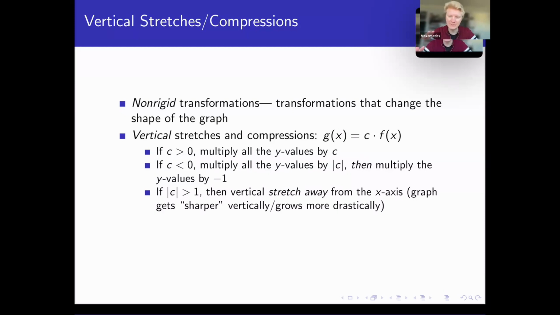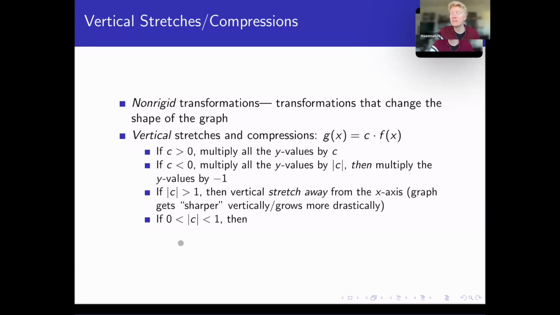Now, the phraseology here is going to get kind of complicated because right now we're doing vertical stretches or compressions, and then we're very shortly going to do horizontal stretches or compressions. But that's the idea here: if your c is bigger than 1, even if it's negative, right? If this is 3, you take all the y values and multiply them by 3, it gets sharper. Even if you multiplied by -3, yeah, you would reflect, but your graph would still be sharper than the original.